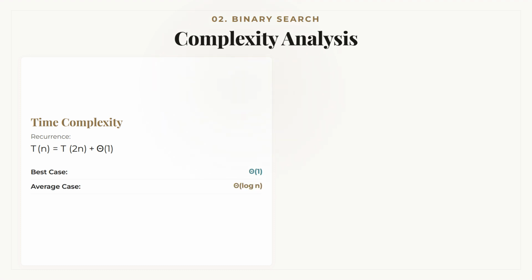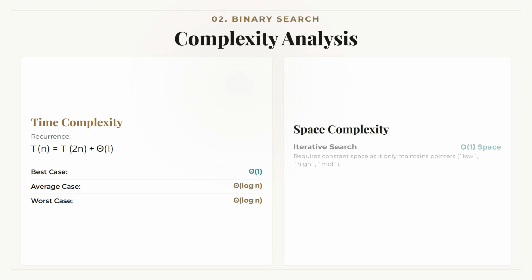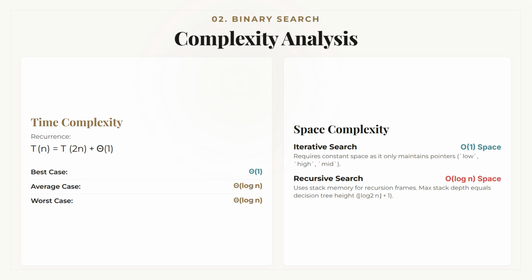The best case occurs when the target is found immediately at the middle position. In this case, the running time is Θ(1). The worst case and average case are both Θ(log n). The iterative version of binary search uses only a few variables and therefore requires constant space. However, the recursive version requires Θ(log n) stack space because of recursive calls.